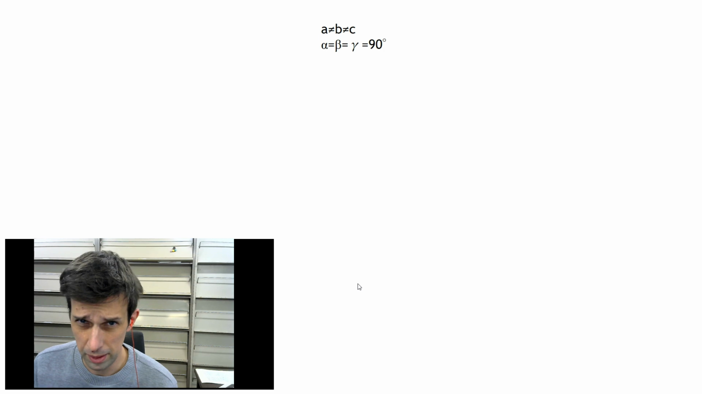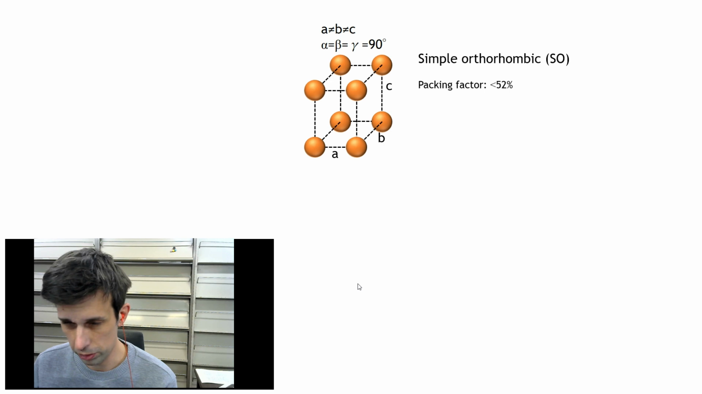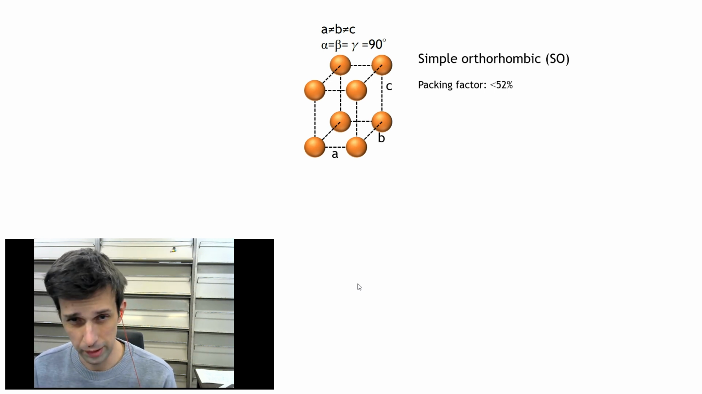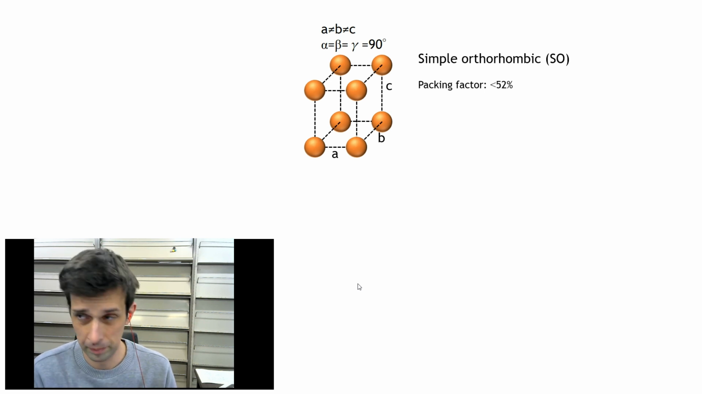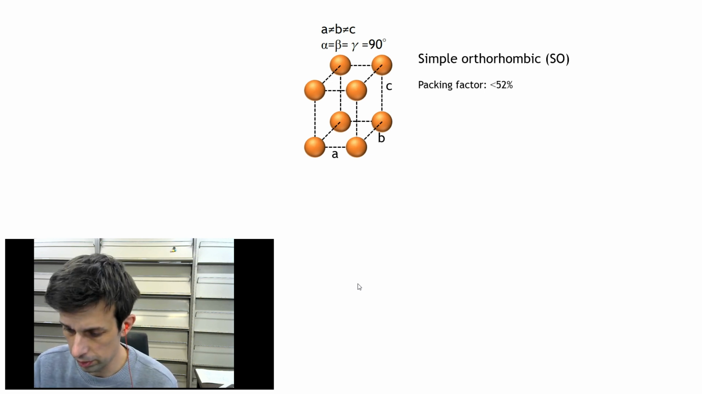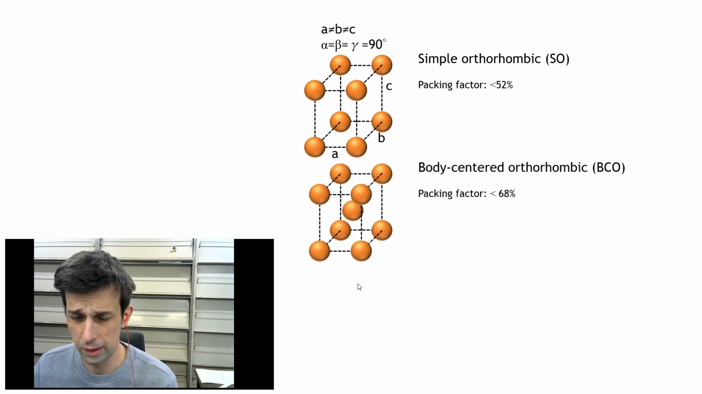Again, when A is different from B is different from C, but the angles are all 90 degrees, this is the most general box of all of them, where the packing factor, again, is less than 52. A, B, and C are different lengths. So the best we can achieve is the limit situation in which A equals B equals C, and they are so close that their atoms touch each other. This is the best situation we can get, which is, again, simple cubic. We can put something inside of the simple orthorhombic, which, by the way, is the structure that we can find in sulfur.